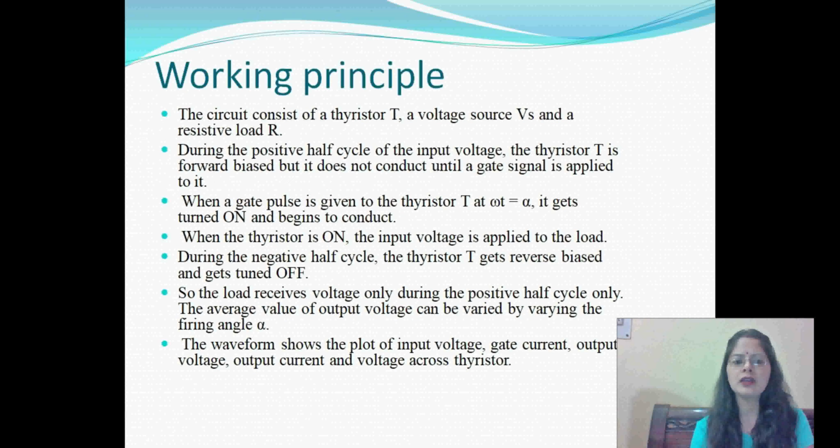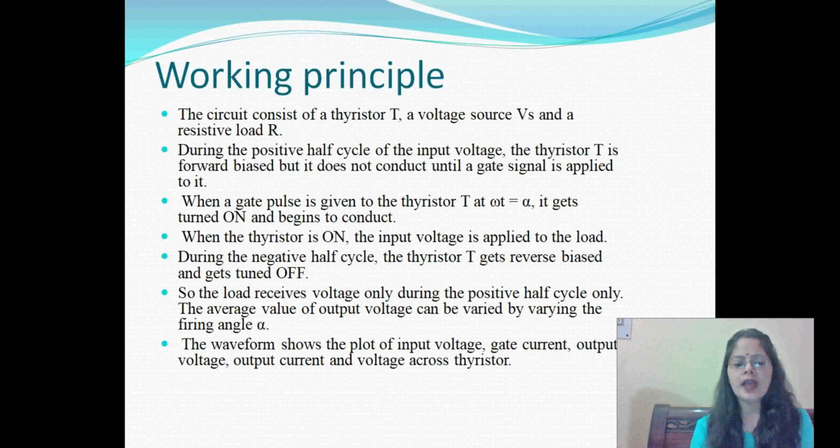The first point is the circuit consists of a thyristor T, a voltage source Vs, and a resistive load R. During the positive half cycle of the input voltage, the thyristor T is forward biased, but it does not conduct until a gate signal is applied to it. When a gate pulse is given to the thyristor T at omega t equal to alpha, it gets turned on and begins to conduct.